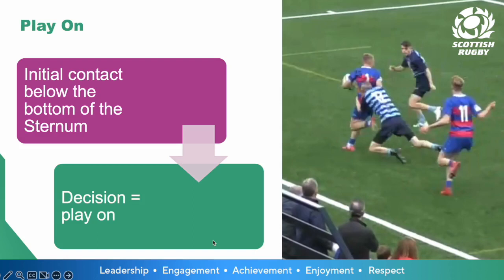So that situation there would be play on, initial contact below the base of the sternum, good play. If that tackle had been over the shoulder, if it looked like a seatbelt tackle, then we would obviously be considering high tackle and into potentially a high tackle framework situation.